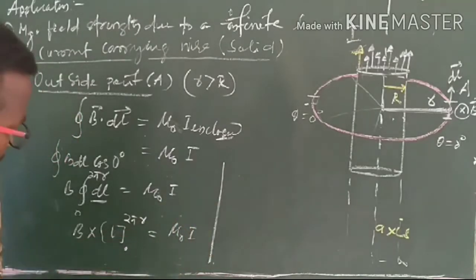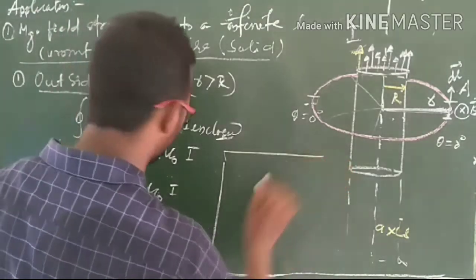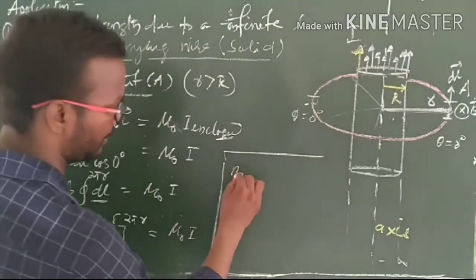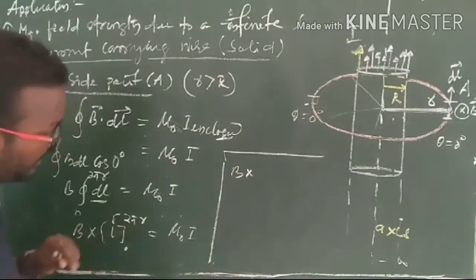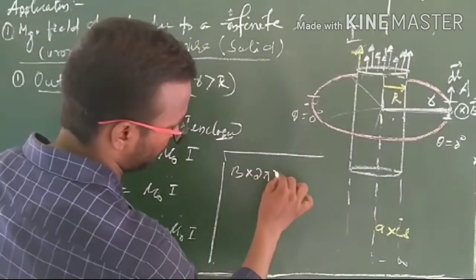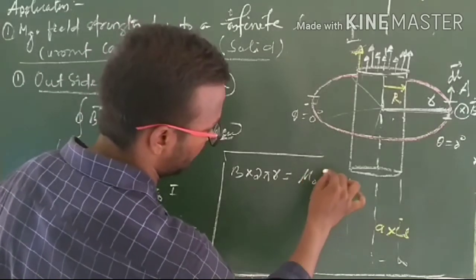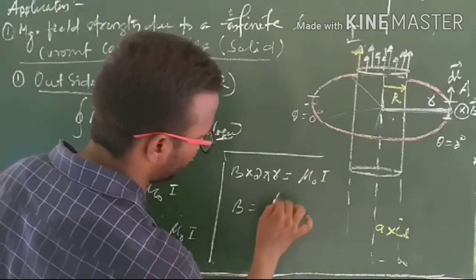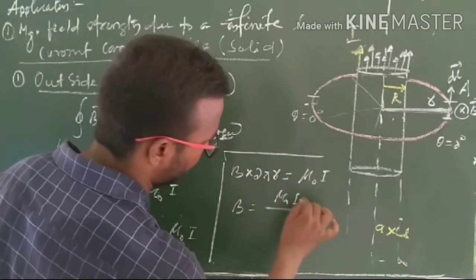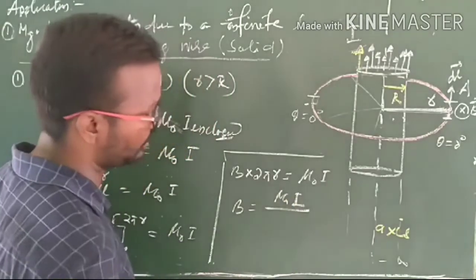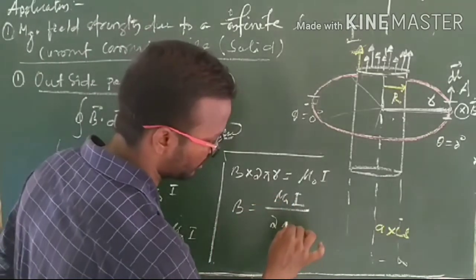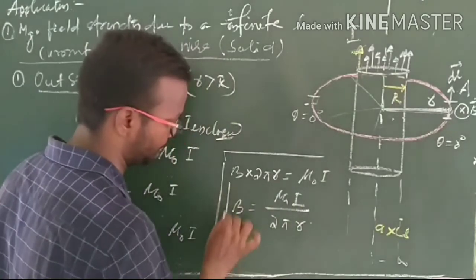And if we apply the upper limit first, this relation turns into B times 2πr equal to μ₀I. So B equals μ₀I by 2πr.